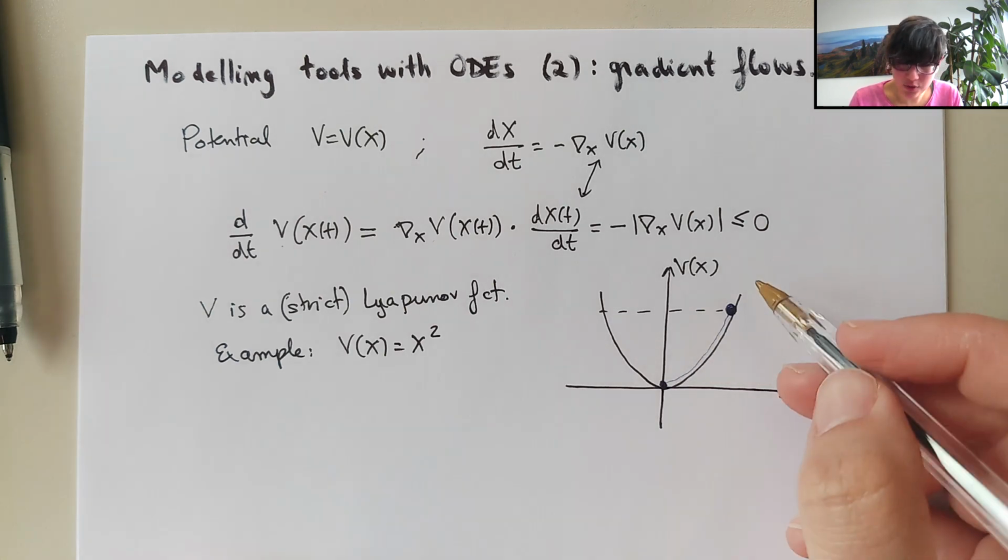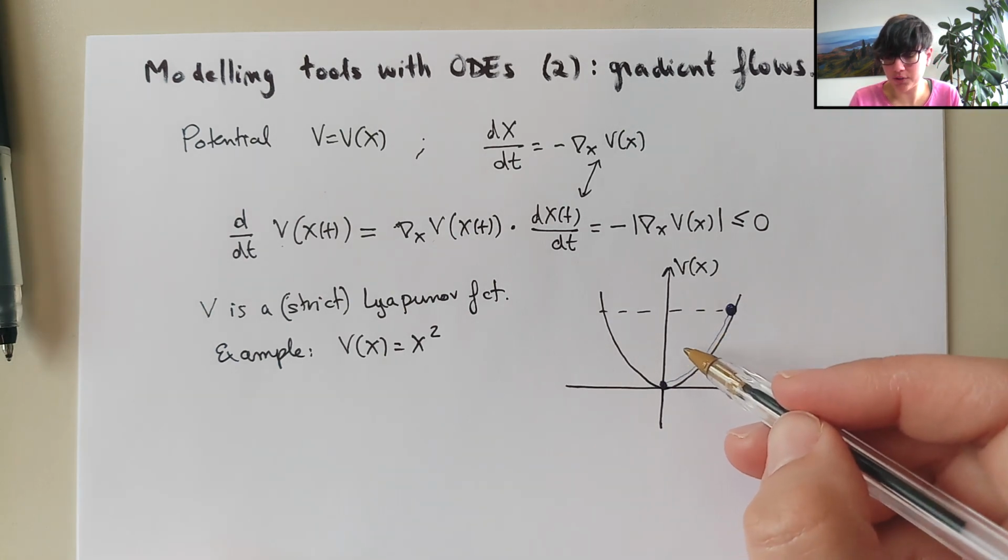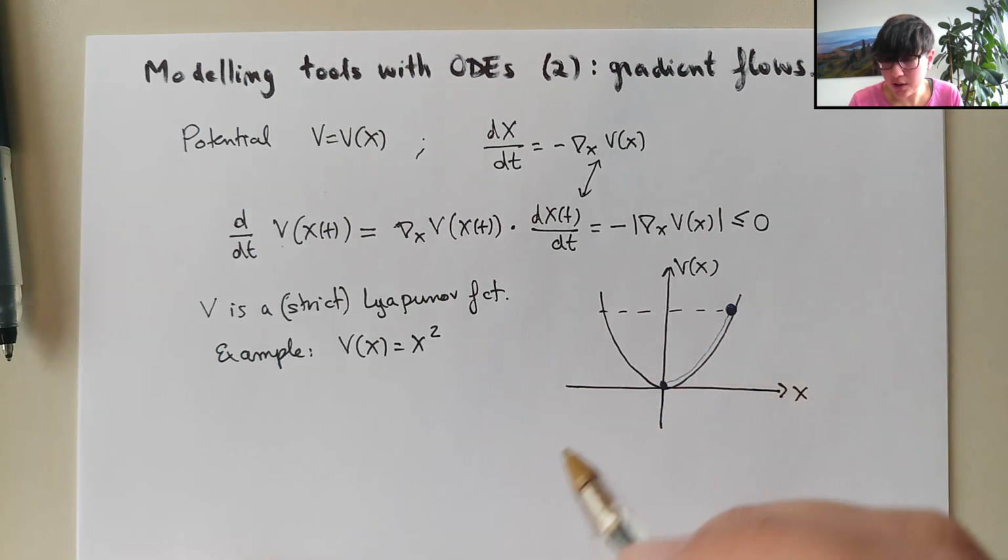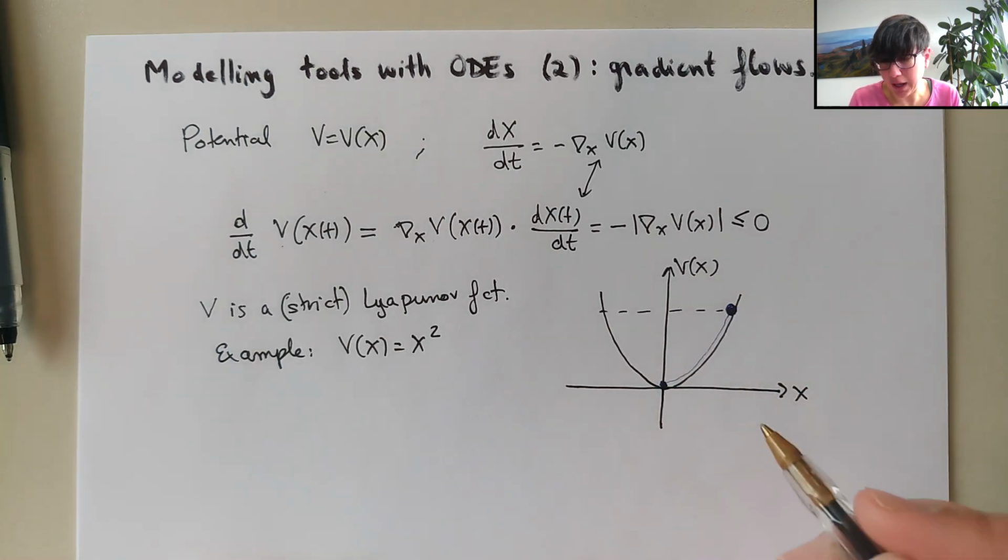If you have more than one minimizer, then it's going to reach the closest minimizer and stay there.